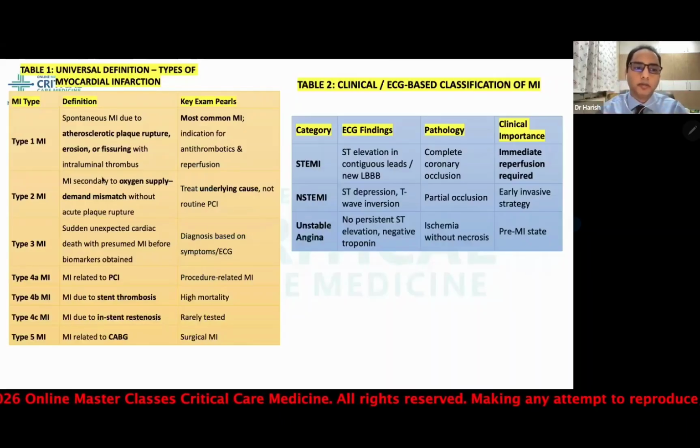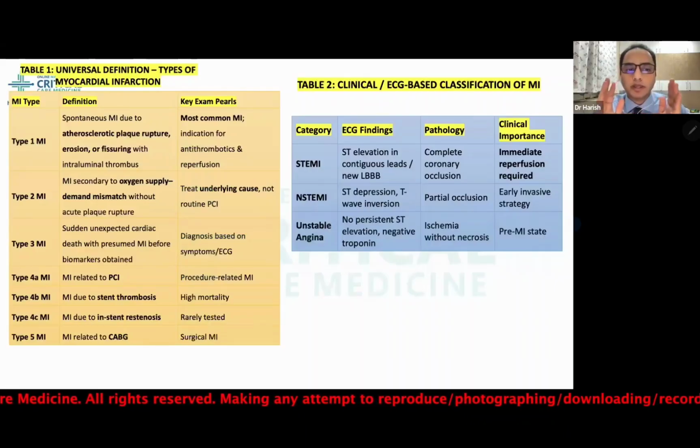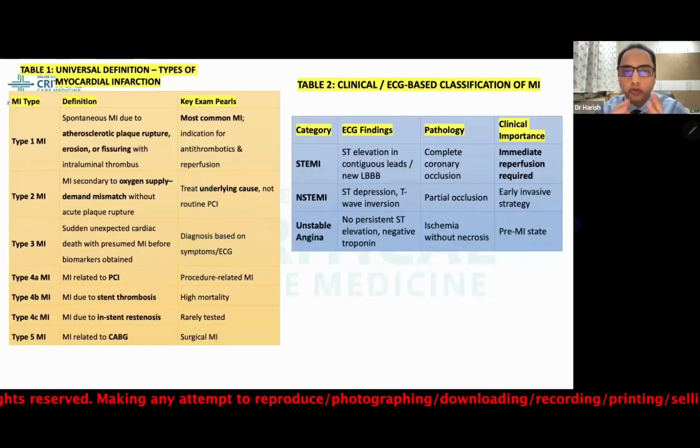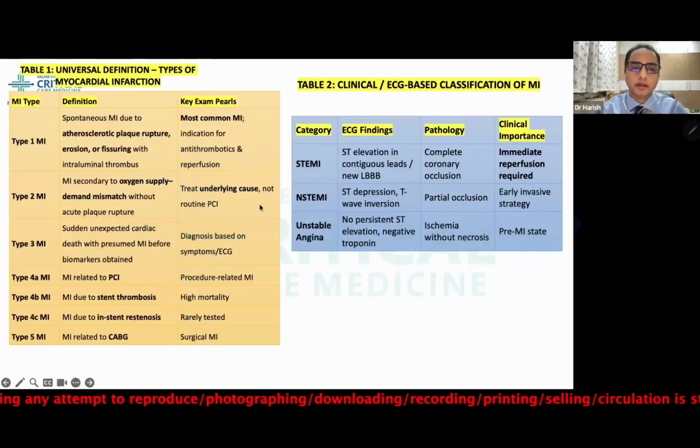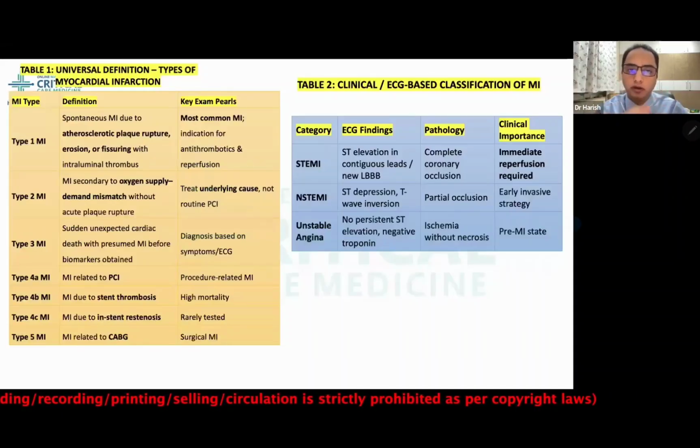Type 2 MI is secondary to oxygen supply-demand mismatch, without any acute plaque-induced thrombus. Usually here, myocardial supply is not matching the demand of the heart, and that mismatch leads to chest pain.